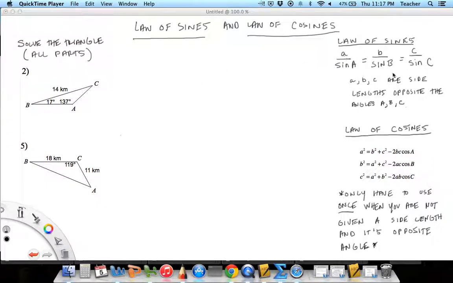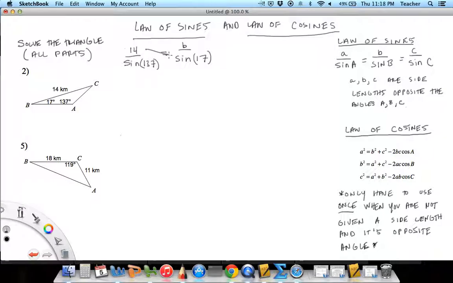So essentially what we're going to do is set up a proportion. For problem number 2, we have side A, 14, over sine 137 equals, I'm going to try to find this side, AC, or side B, so that would be B over sine 17. Make sure when you're working this problem that you're in degrees on your calculator. By pressing mode, you can see whether you're in degrees or radians. You should be in degrees, so make sure you switch that over.